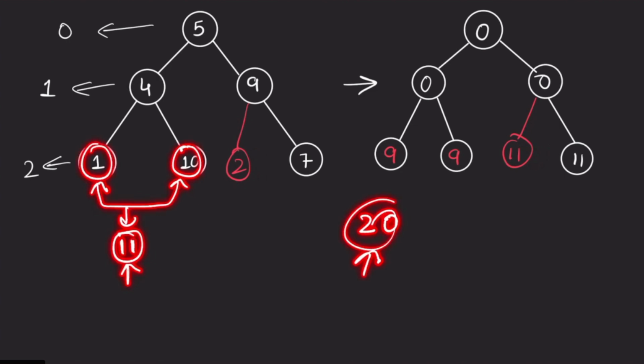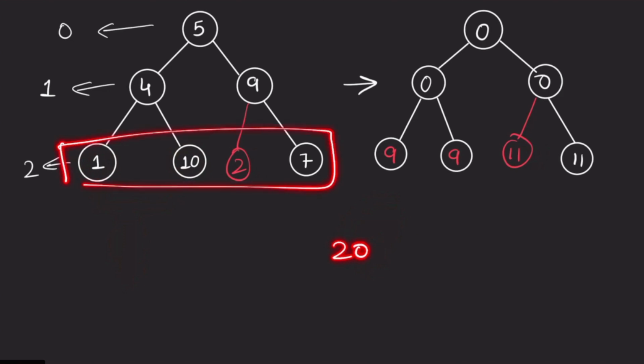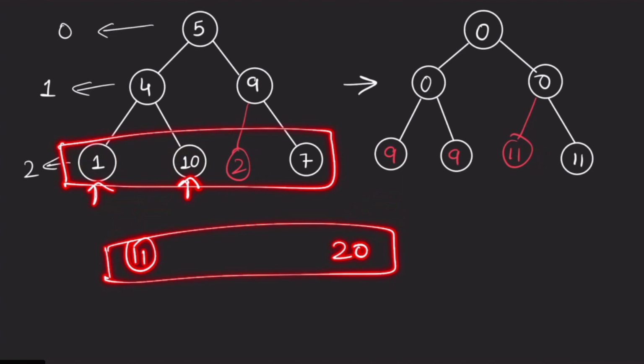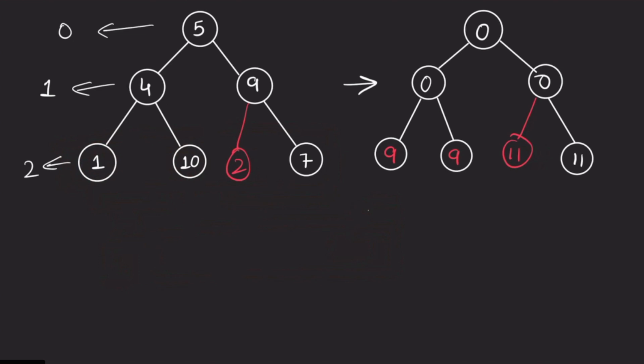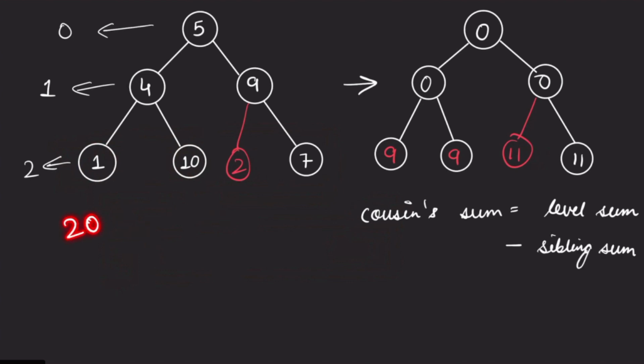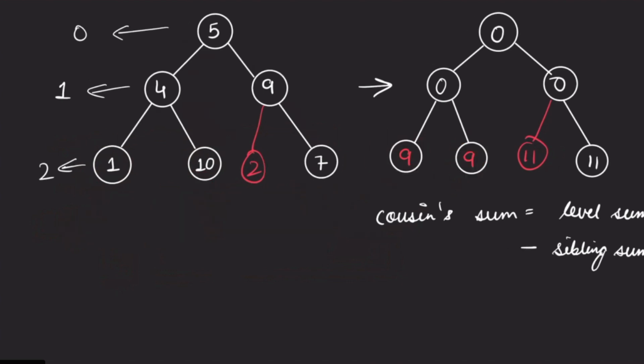Now using these two pieces of information, can I find out what the cousin sum will be for this node? 20 was the sum of all these nodes and 11 is the sum of these two sibling nodes. So if I take the difference of these two, I will be able to get the sum of all the cousin nodes, right? So the cousins sum will be equal to level sum minus sibling sum, right? The level sum was 20 and the sibling sum is 11. So 20 minus 11 is 9, and that is the number with which we had to update these nodes, that is 9.